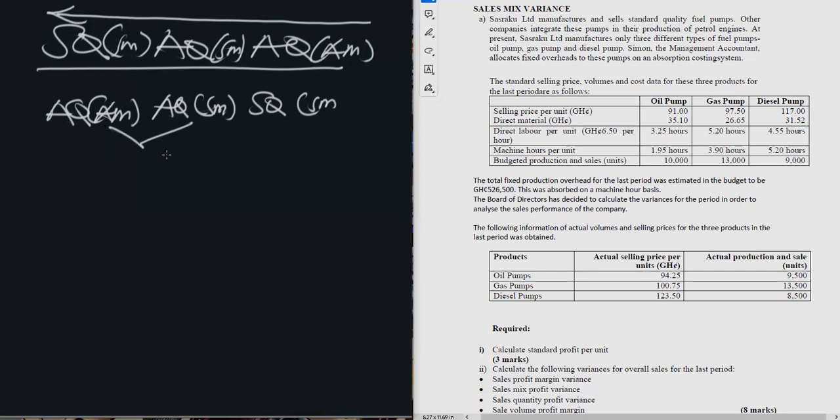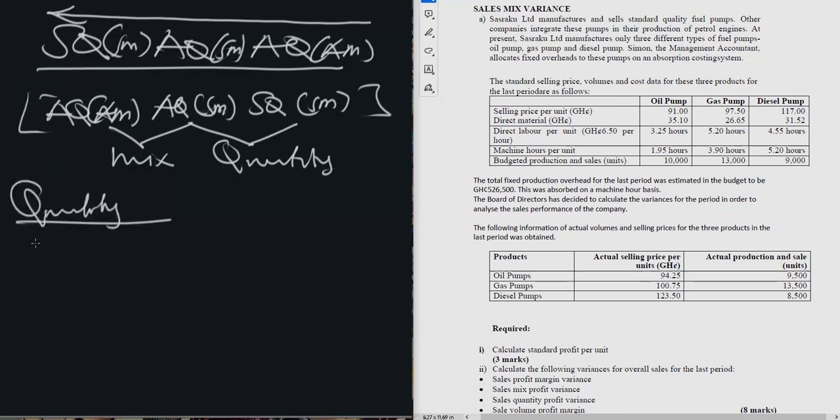So now that I know this, I know that between this and this, the difference is in AM/SM. So this is the sales mix. And between this and this, the difference is in the AQ, SQ. So this is the sales quantity, right? You see, it's just the same as what we did before. If you adopt it this way, you get the relationship between the two. So now if I'm doing sales quantity variance, I can rewrite it as AQ SM minus SQ SM, also all times standard profit.